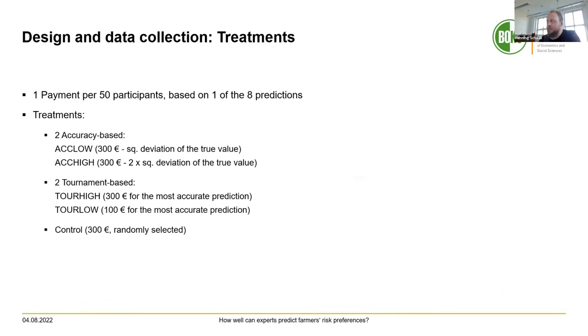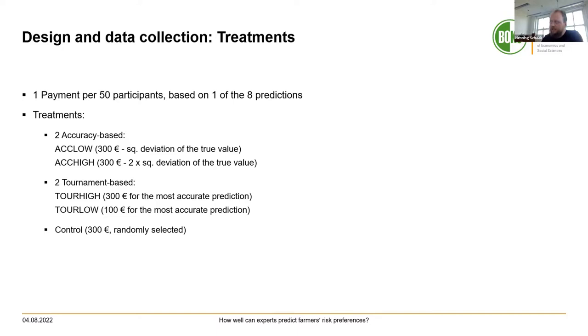And as I said, we were interested in the potential role of financial incentives. So we had a number of treatments, and the scheme was as follows. For each group of 50 participants, one treatment was assigned, and there was one payment per group based on one of the 8 predictions, which was randomly chosen. There were 4 treatments and 1 control, 2 accuracy-based treatments. So the actual payment was based on the squared deviation of the prediction from the true value.